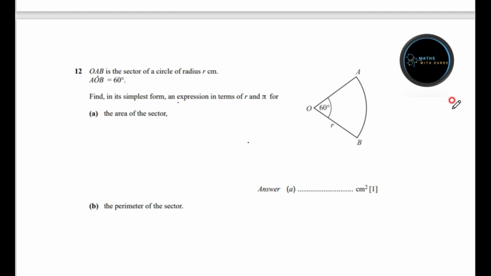Read it carefully. The question says that AOB is the sector of a circle with a radius of r and the angle is 60. We have to simplify and leave our answer in terms of r and pi. It means you will leave your answer with r and pi; there is no need to substitute the value of r or pi. So here is a sector and we have to calculate the area of this sector, right?